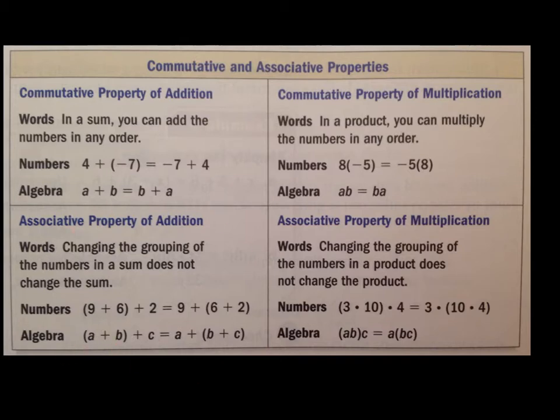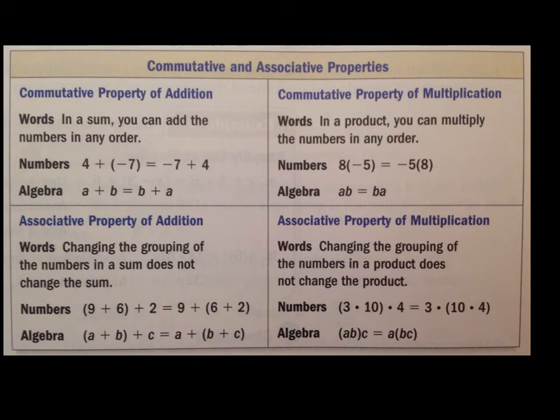All right, now let's go to the associative property of addition. When we change the groupings of numbers in a sum, it doesn't change the sum. Again, looking at our example here, (9 + 6) + 2 is the same as 9 + (6 + 2). When we translate that to algebra, that means we can take (a + b) + c or a + (b + c), and we're going to get the same answer.